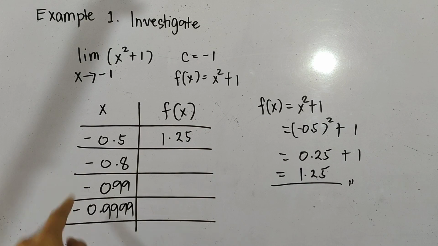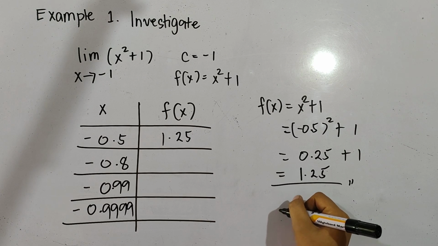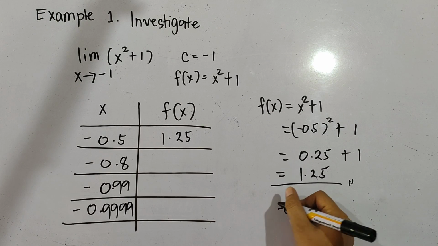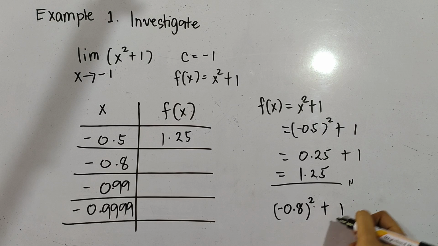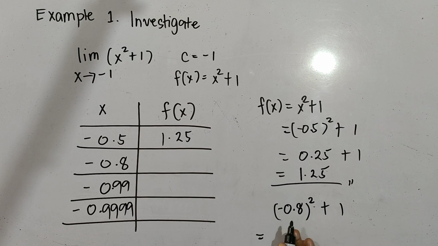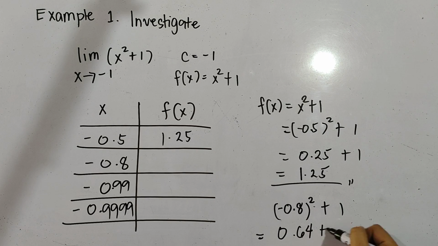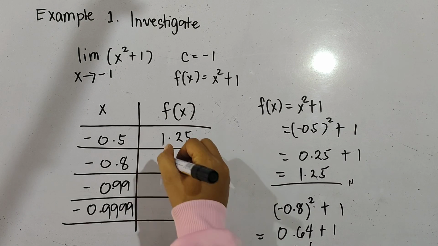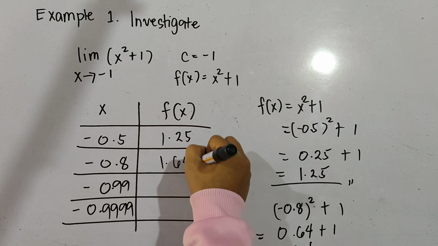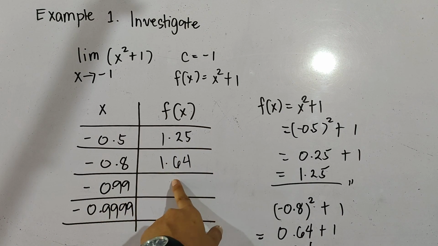Okay, how about negative 0.8? Negative 0.8 raised to the power of 2 plus 1. Negative 0.8 raised to the power of 2 is equal to 0.64 plus 1. Then 0.64 plus 1 is equal to 1.64. Therefore, the value of our f of x is 1.64 if our x is negative 0.8.